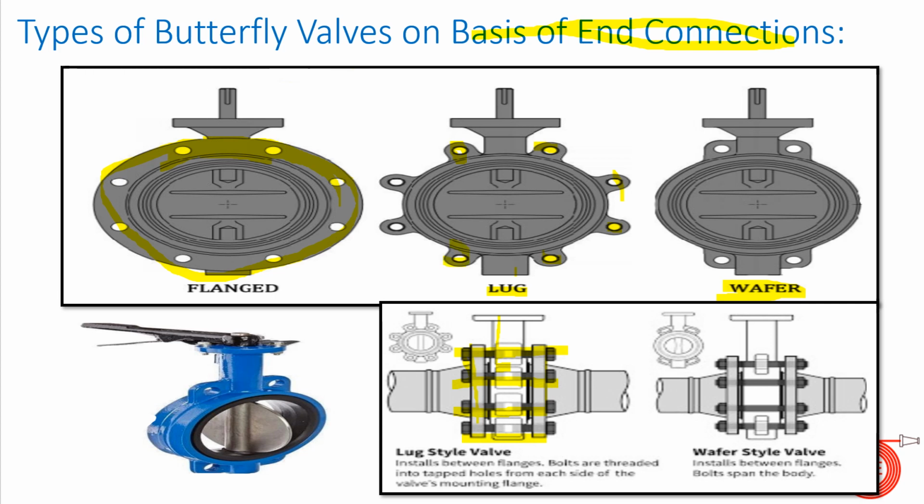These lugs are threaded, so the threaded bolts go across these lugs to the other side of the flange, and with the help of nuts get tightened. The wafer type doesn't have lugs throughout the body; instead it has holes. In the lug type, we have as many holes as the end connection flanges. If we have 8 holes in our flanges, we will have 8 holes in our lug also. But in the wafer type we don't have that.